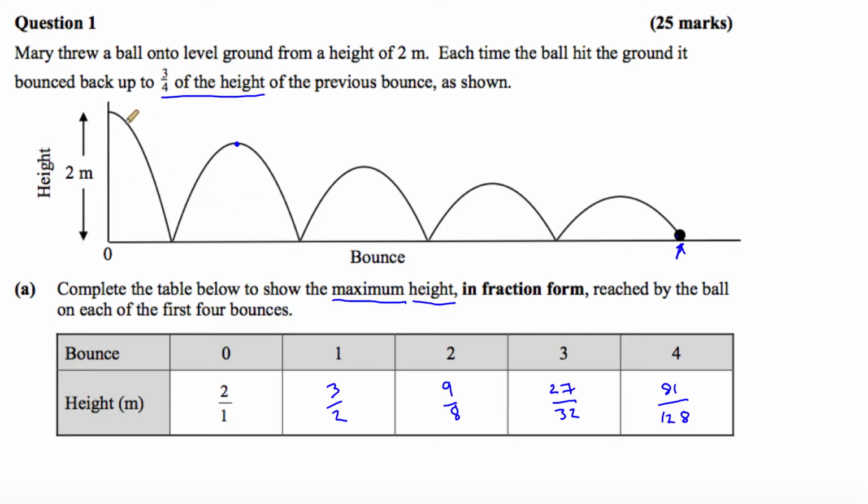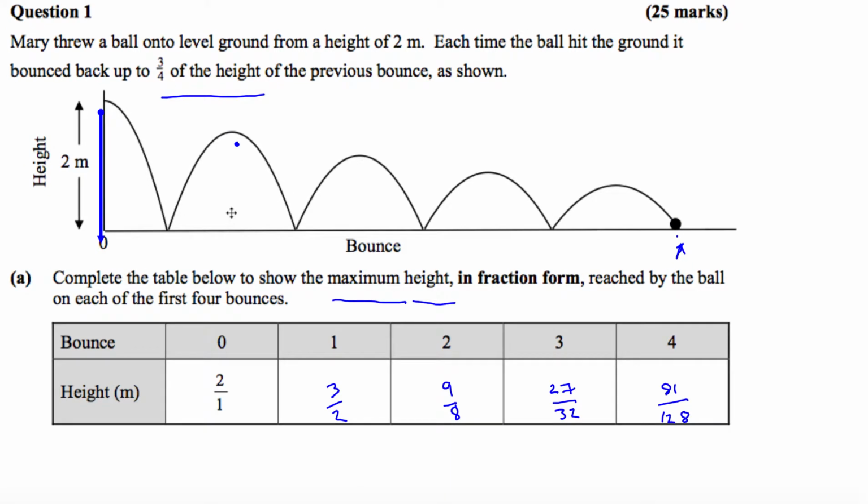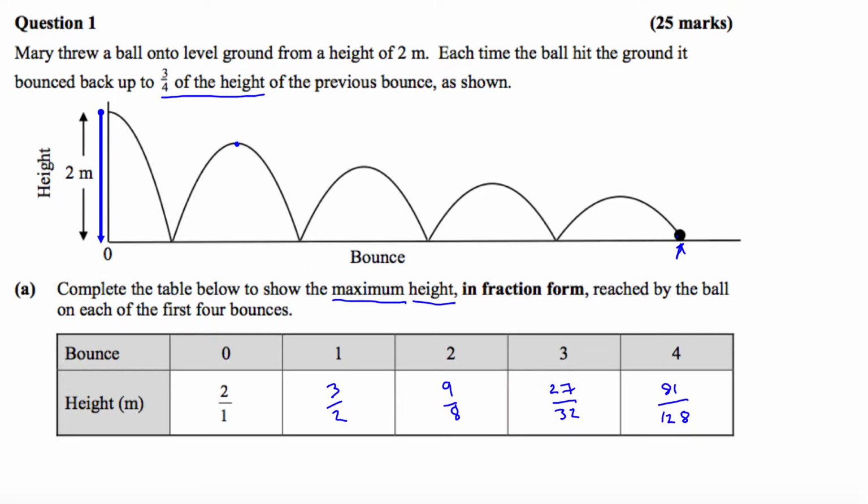Now, remember, this is not the distance of these parabolic curves here. That would be the total distance it travels. We're only looking for the vertical distance it travels, up and down. So the first vertical distance it travels is 2 meters down from the first throw. And then once it bounces, it travels back up to this height and back down.